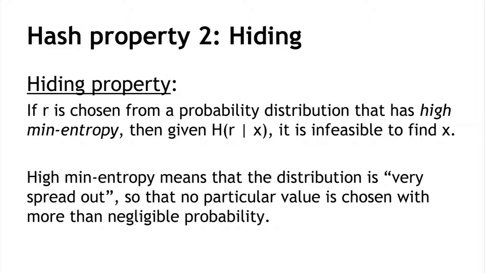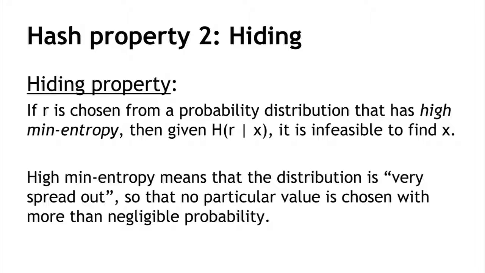And the way we're going to fix this problem with the common value x, like heads and tails, is we're going to take the x and we're going to put next to it, we're going to concatenate it with it, a value r, which is chosen from a distribution that's really spread out. And so this H of r concatenated with x, that means take all the bits of r and put after them all the bits of x.